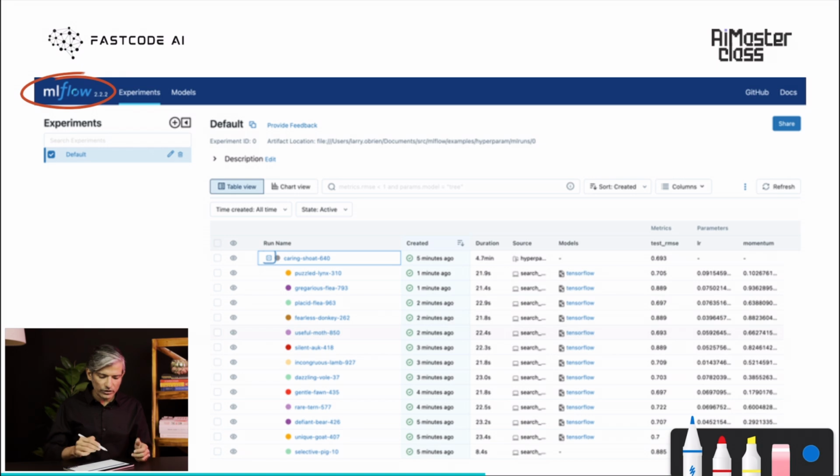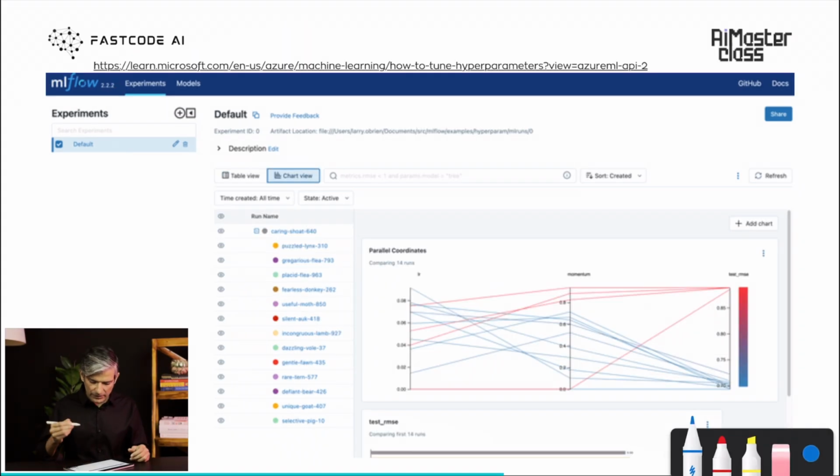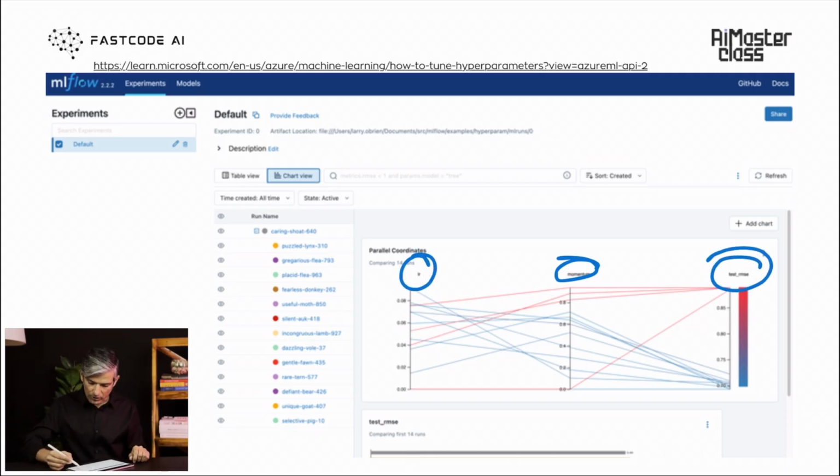Now another thing that you can try is MLflow, which helps you keep track of the various hyperparameters that you have tried. For example, here you see there is a hyperparameter called momentum. We'll talk about it when we talk about loss functions. There is also learning rate, and this is the final loss, and lower loss is better.